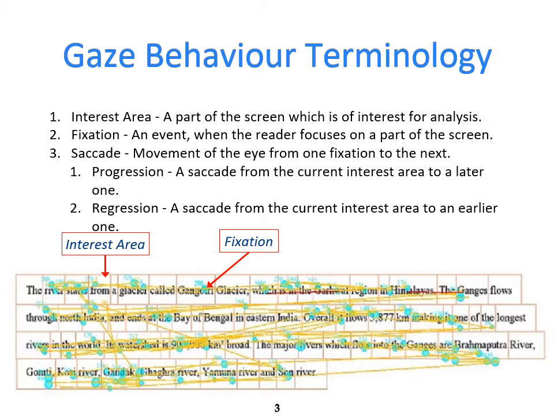Saccades are the movements of the eye from one fixation to the next. These are represented here by the dark yellow arrows. There are two types of saccades, progressions and regressions. A progression is a saccade from the current interest area to a future or later interest area, and a regression is a saccade from the current interest area to an earlier interest area.